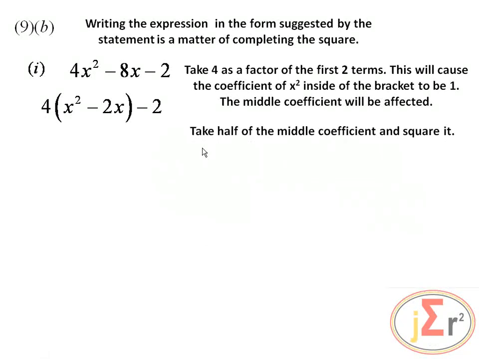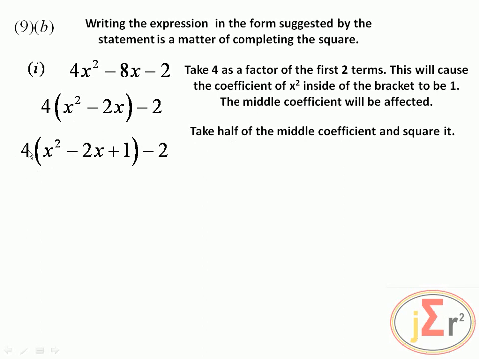In completing the square, we need to take half of the middle coefficient and square it. So let us take half of the middle coefficient and square it. Half of negative 2 is negative 1. When we square negative 1, we get 1. Now, by so doing, we can match the terms. 4x squared, 4 times x squared. 4 negative 2x, 4 times negative 2x.